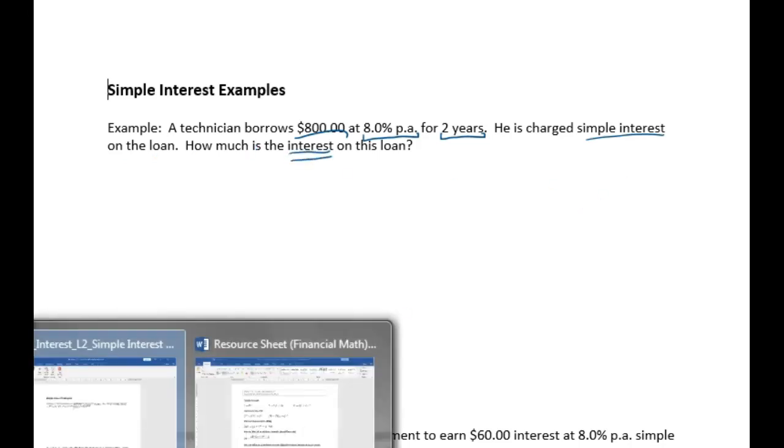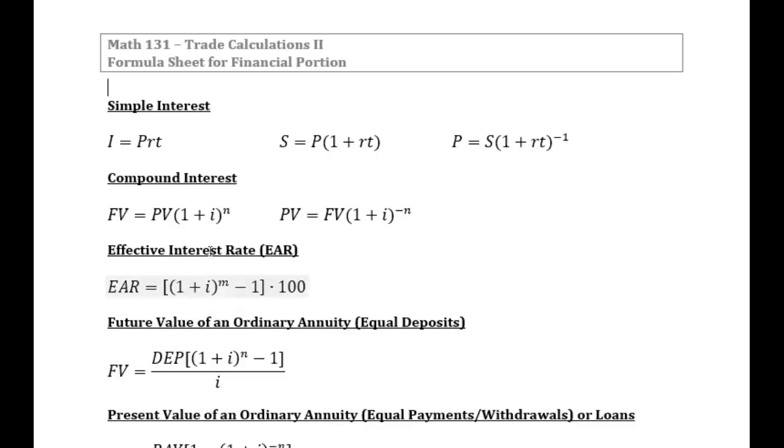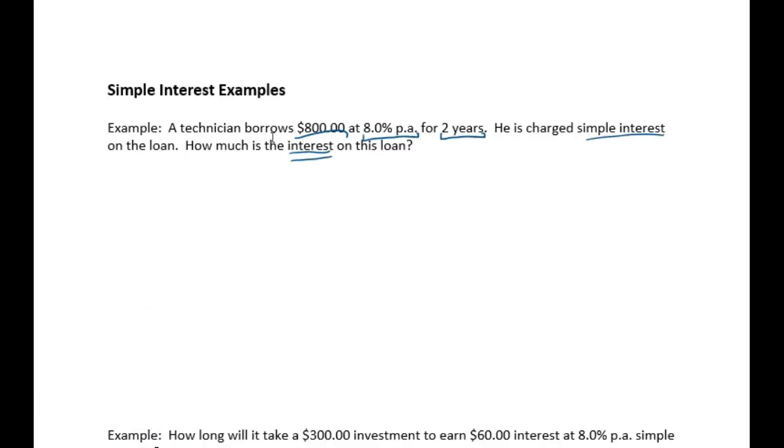So we can go to our financial resource sheet and look up our simple interest formula. So I is equal to PRT, where I is interest, P is principal, R is rate of interest, and T is our time period in years. So we can utilize that formula to do our calculation. We'd like to know how much interest is based on this loan, so let's apply this formula.